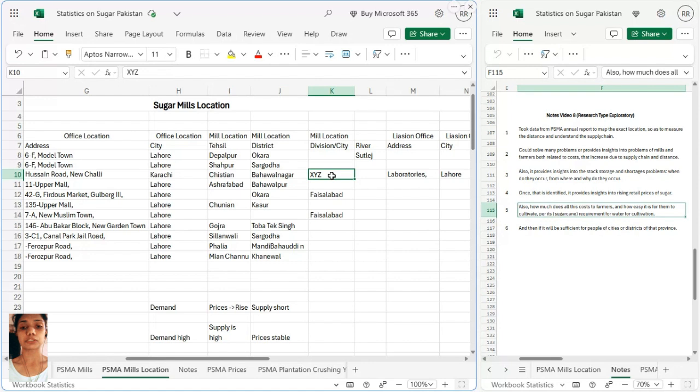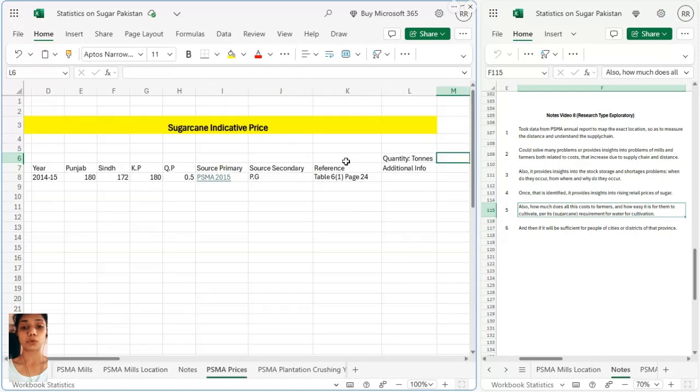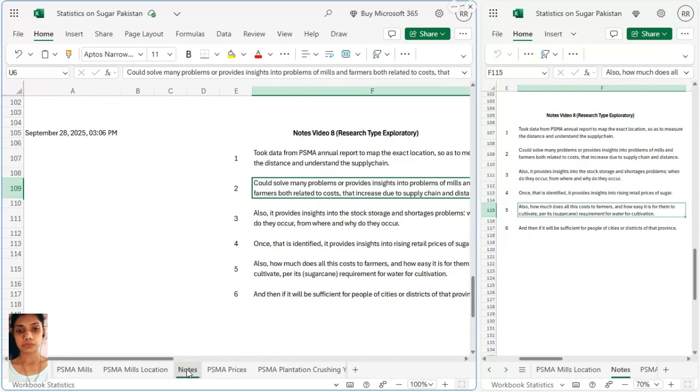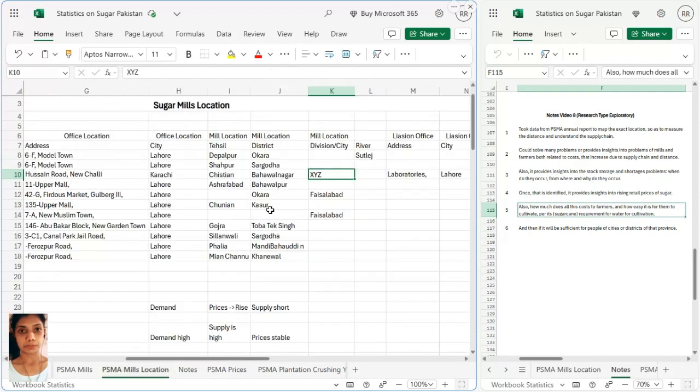So that was it, and we might discuss in the next video the indicative prices, and how I came back to here, and how my exploratory research came here. So this is from my understanding, just documenting the exploratory research process.